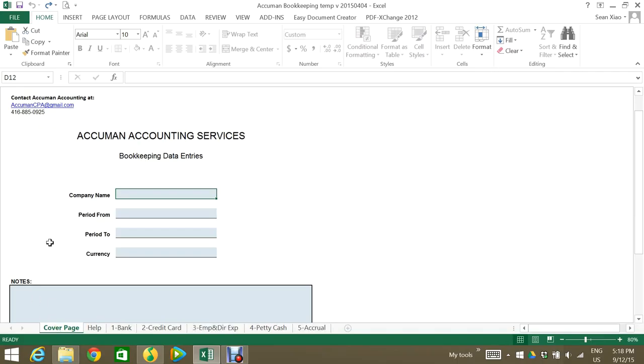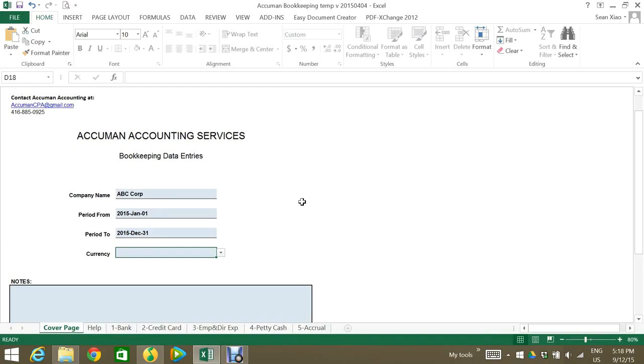Okay, the first one is a cover page. So here we put in the company name. Let's assume the company name is ABC Corp. And bookkeeping period from 2015 January 1 to 2015 December 31st. This bookkeeping period can be monthly or quarterly or annually, depending on the requirements by the clients and your tax filing requirements.